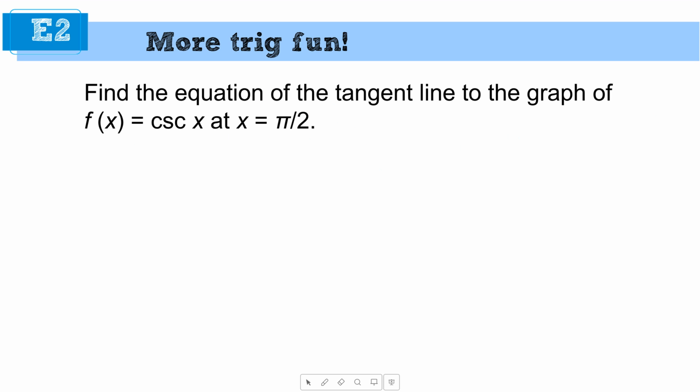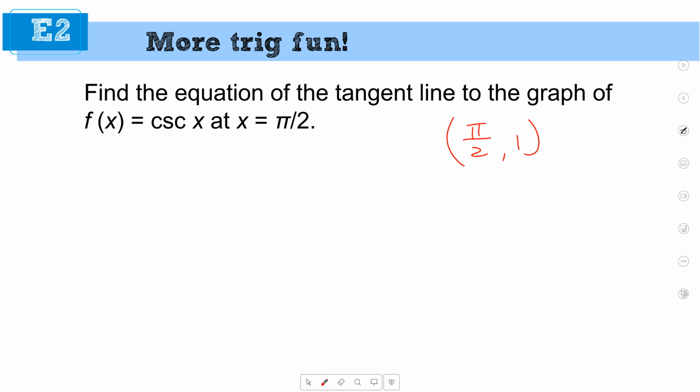Ooh, tangent lines. What are the two things you need for the equation of a line? Point and a slope. How do we find the point? Plug it in, right. What's the cosecant of pi over 2? Ooh, unit circle stuff. Why? Because the sine of pi over 2 is 1, and 1 over 1 is still 1. Okay, so our point is pi over 2 comma 1.